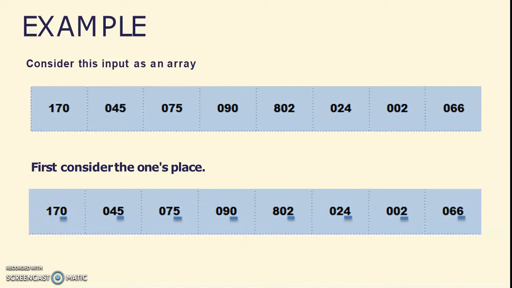The ones place of 170 is 0, of 45 is 5, of 75 is 5, of 90 is 0, of 802 is 2, of 24 is 4, of 2 is 2, and of 66 is 6.